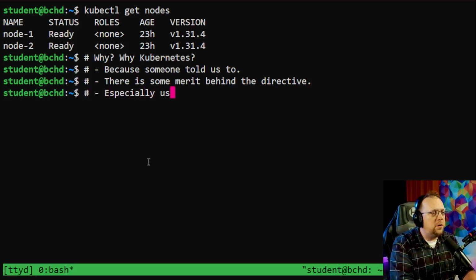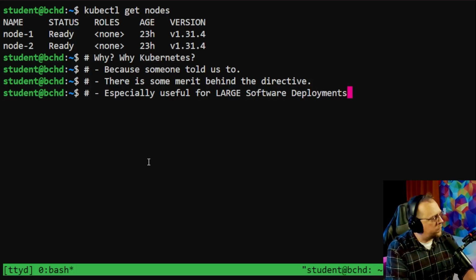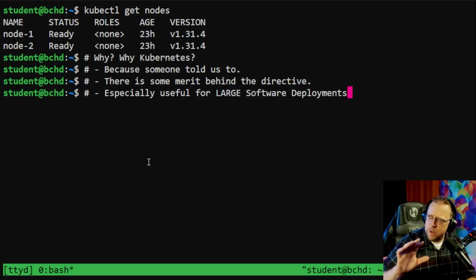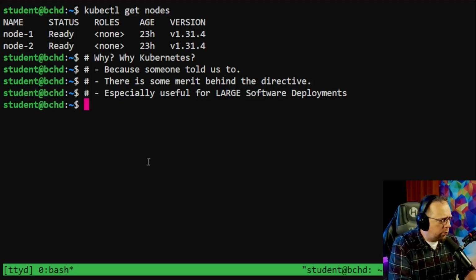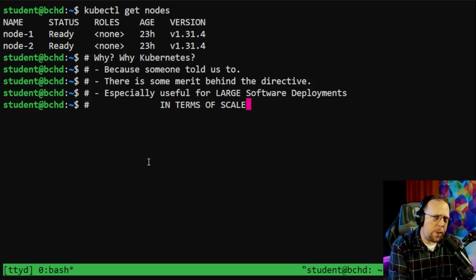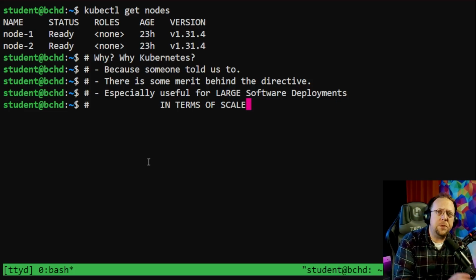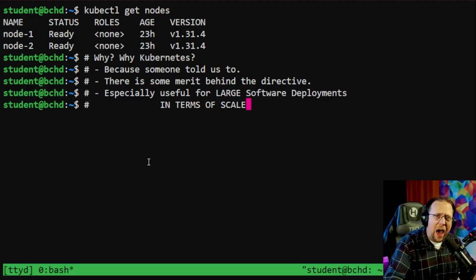This is especially useful for large software deployments. When we talk about large software deployments, I don't want you to think in terms of many, many, many nodes. But rather, what I want you thinking of is scale. So large software deployments, and this is, again, in terms of scale. Okay? So that's the big thing. Now, when we talk about scale, a lot of times people think Kubernetes involves these very large clusters where you're dealing with dozens or hundreds or thousands of nodes.